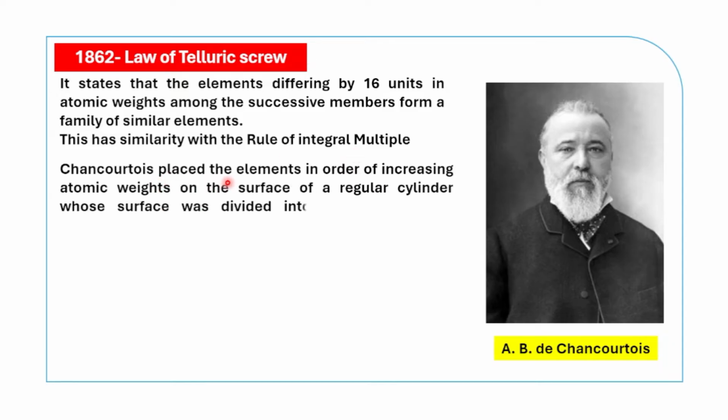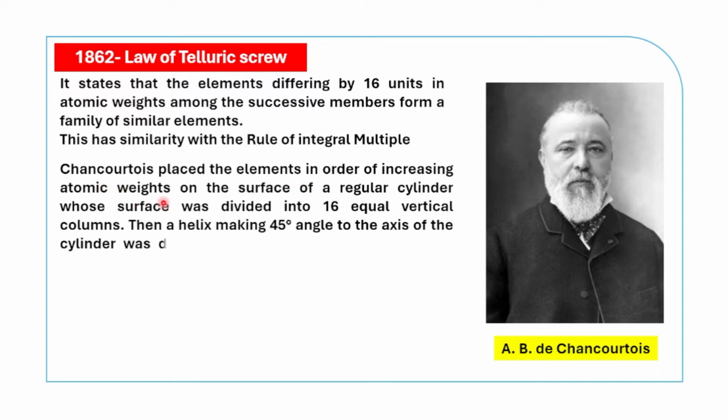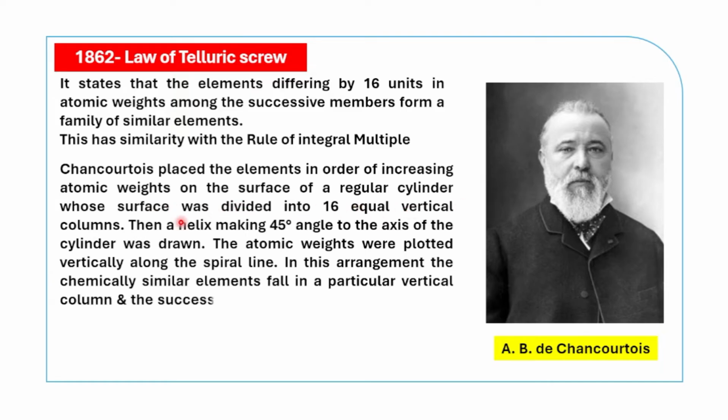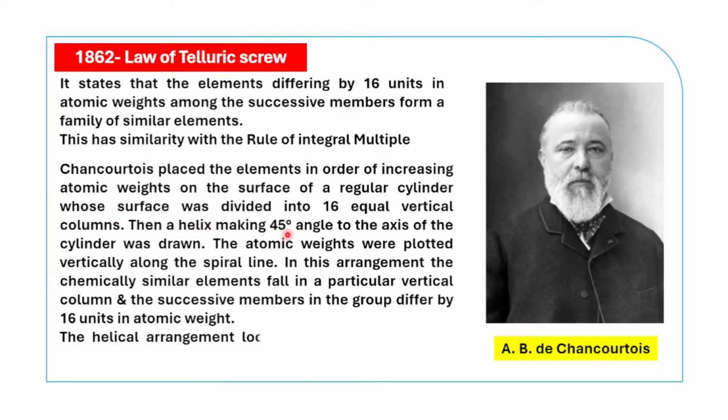So de Chancourtois placed the elements in order of increasing atomic weights on the surface of a regular cylinder whose surface was divided into 16 equal vertical columns. Then a helix making a 45-degree angle to the axis of the cylinder was drawn. The atomic weights were plotted vertically along the spiral line. In this arrangement, the chemically similar elements fall in a particular vertical column, and the successive members in the group differ by 16 units in atomic weight. The helical arrangement looks like a screw. That's why it is referred to as the law of telluric screw.